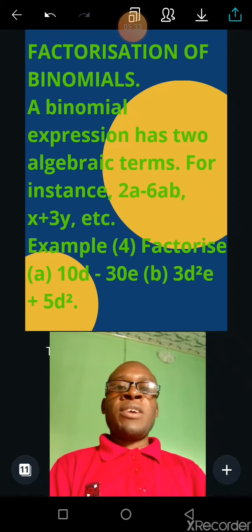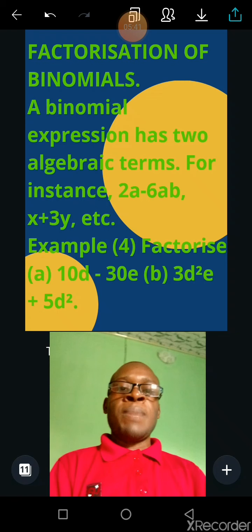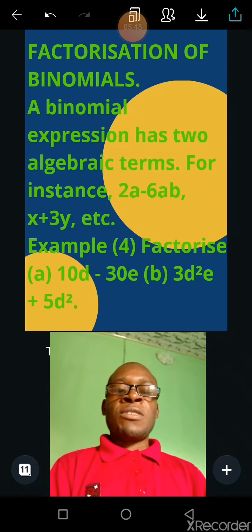The next is factorization of binomials. The binomial expression has two algebraic terms. For instance, we have 2a minus 6ab. Two algebraic terms: 2a is an algebraic term, then 6ab is another algebraic term. So the two of them now become algebraic terms. That's an example of a binomial.